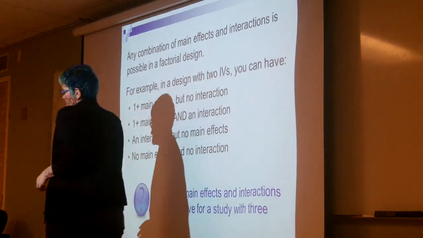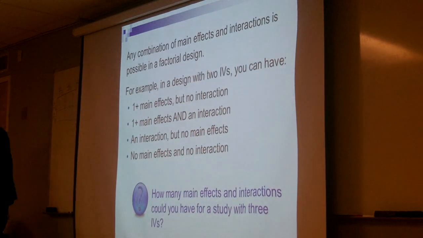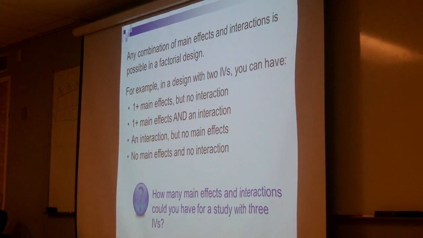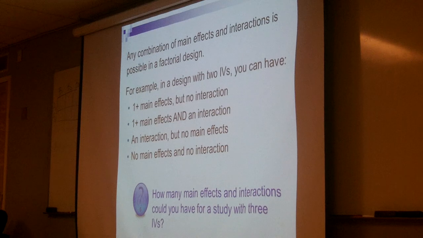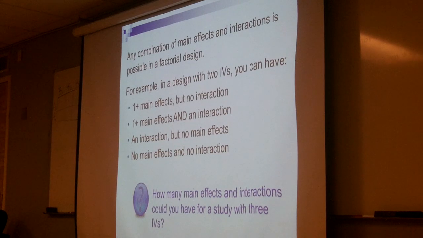So here's my question for you, just to see if you kind of get it. Say that I'm doing a study that has three independent variables. How many possible main effects do I have, and how many possible interactions? Let's start with main effects. How many main effects are possible with three independent variables? Three. One for IV1, one for IV2, and one for IV3. Okay? So for every IV you have, there's a possible main effect. That's always true. Could happen.